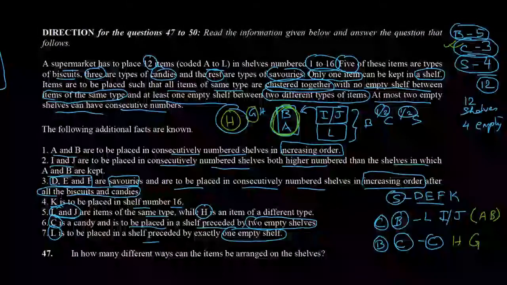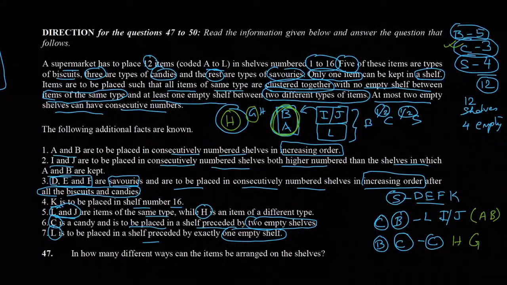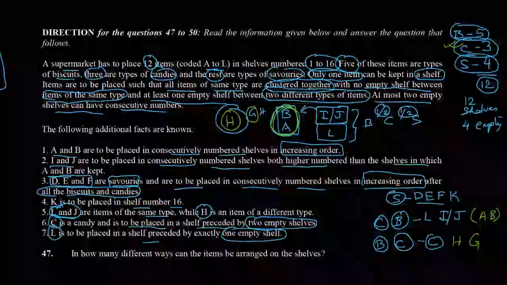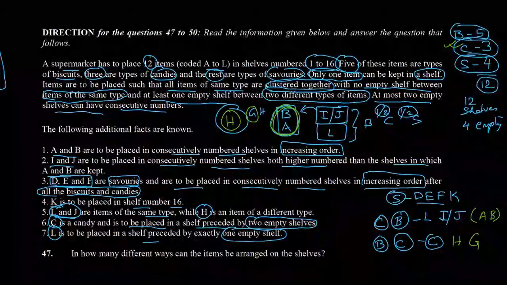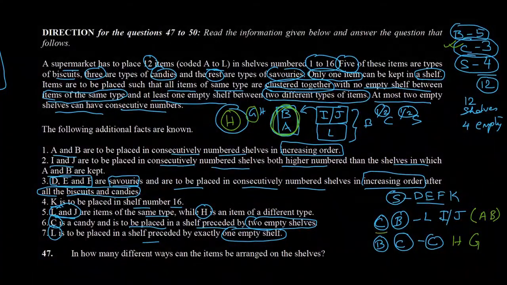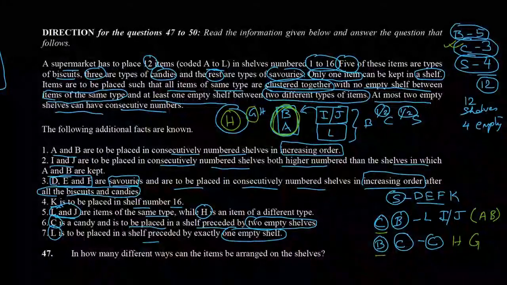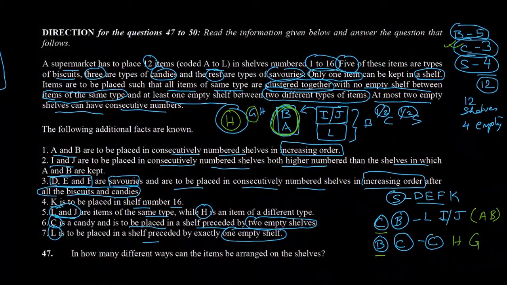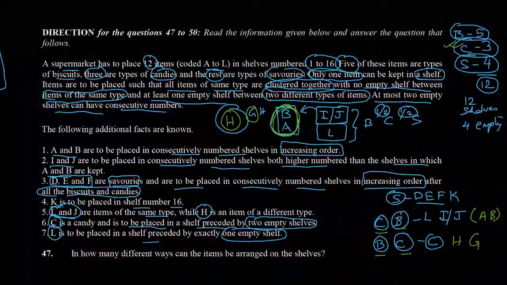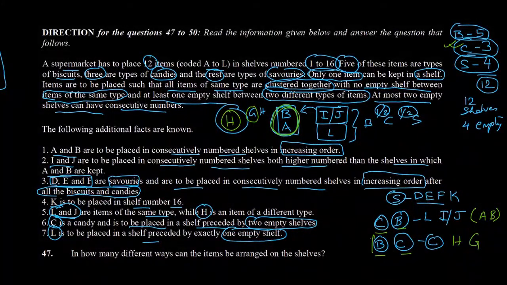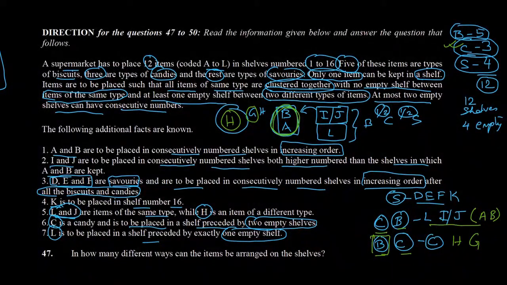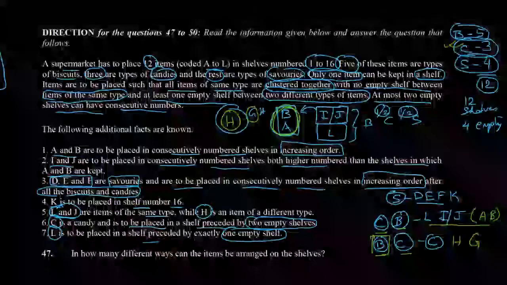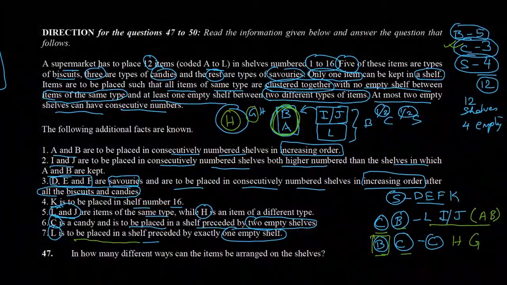So we have got the biscuits and the candies now, and let's put them in the order according to what has been said. So we can see that there are 2 options. Candies and biscuits can be arranged with candies first or biscuits first. So let's take the first case. We'll have the biscuits first, and the biscuits are L, I, J, A and B. So L has to be placed in a shelf preceded by 1 empty shelf.